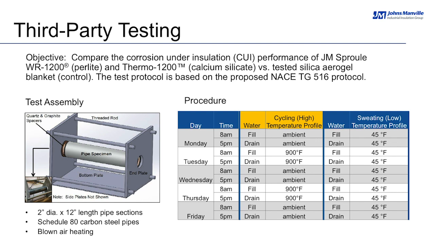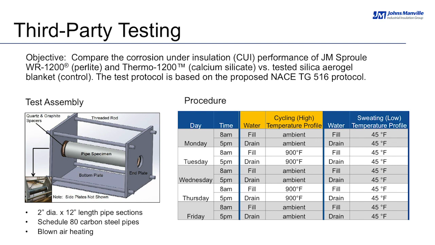The objective of this round of testing that we'll be talking about was to compare the CUI performance of 2 of our products. Again, that's the perlite Sprule WR1200 and our new water-resistant calcium silicate Thermo 1200. We also tested a competitive silica aerogel blanket as a baseline because this is the same blanket that we tested in our first round of testing.